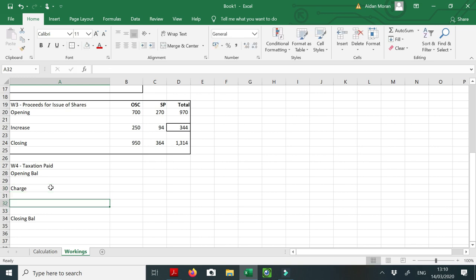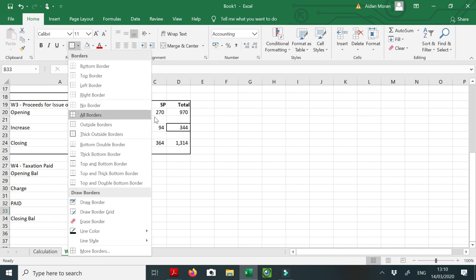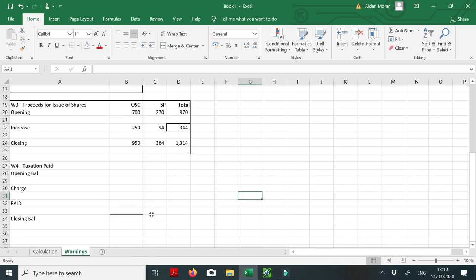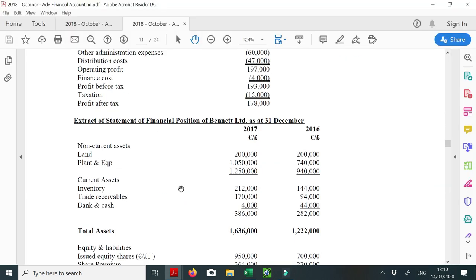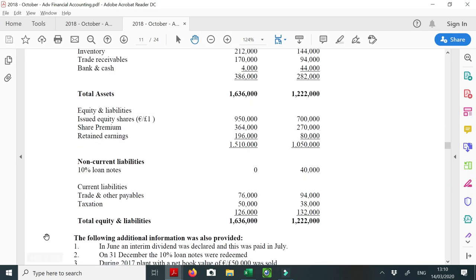But remember what we're looking for. We're looking for what was paid. So it's just going to be the balancing figure. Just pop in the numbers. And I'll show you where they are in a moment. Okay. So my opening balance on tax. How much tax did I owe at the start of the year? I owed 132. How much did I owe at the end of the year?